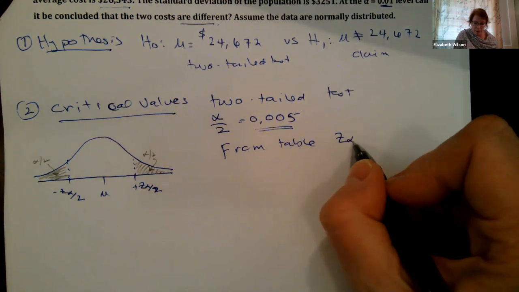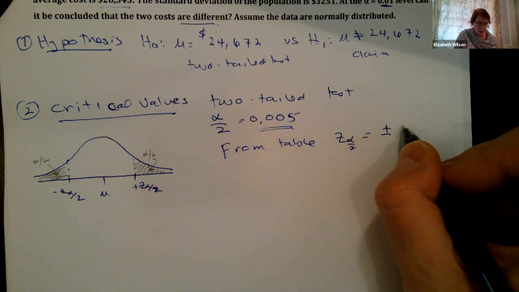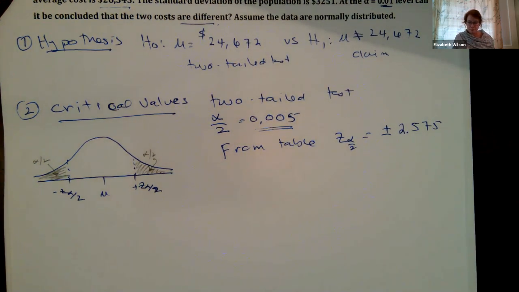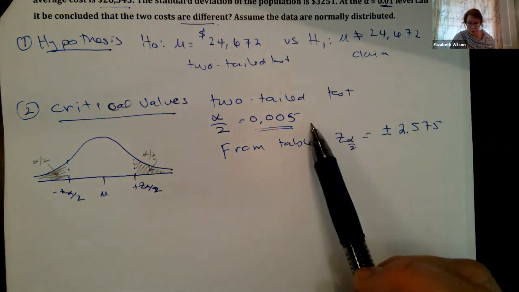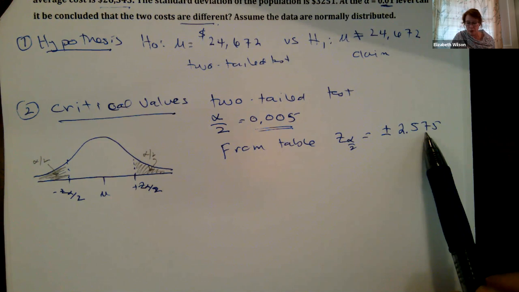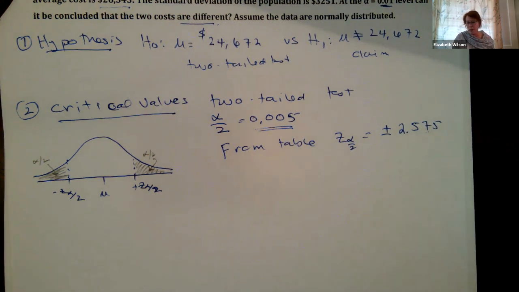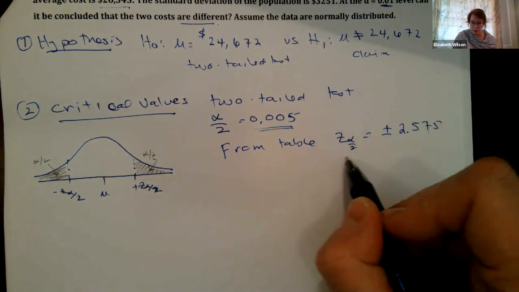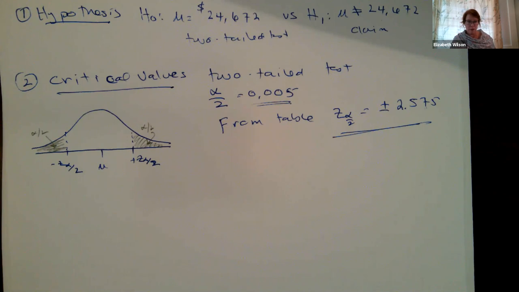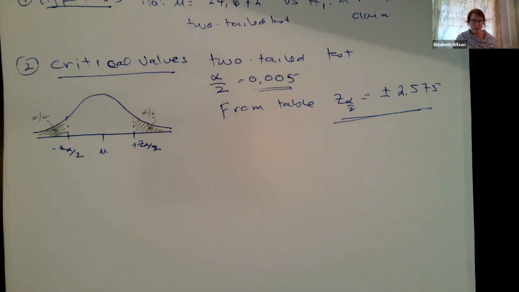I look up on my Z table the probability 0.005, and from our table I find my z alpha over two is equal to plus or minus 2.575. It's not exactly equal to 0.005. I think our table goes up to 2.57, but if it's between 2.57 and 2.58, then make it 2.575. You have some latitude for how to interpret the values. Okay, so now I need a test statistic.